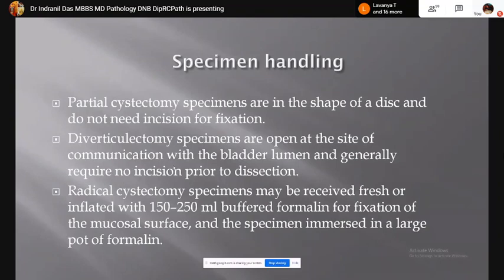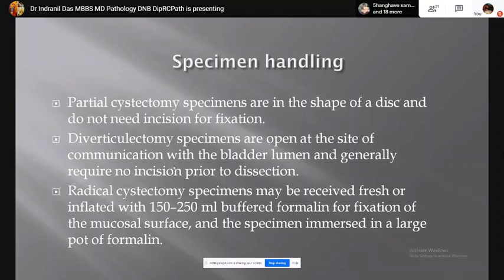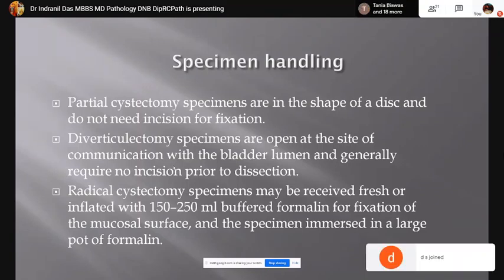Now the specimen handling. In case of partial cystectomy specimen, the specimens are in the shape of a disc, and they do not need incision for fixation. The diverticulectomy specimens are open at the site of communication with the bladder lumen, and generally they also do not need incision prior to their dissection. The radical cystectomy specimen may be received fresh, or they may be inflated with around 150 to 250 ml of buffered formalin for fixation of the mucosal surfaces, and the specimen is immersed in a large pot of formalin.